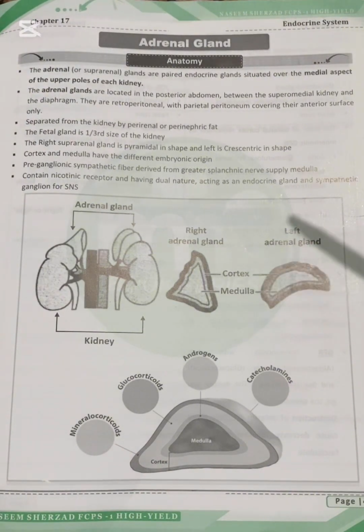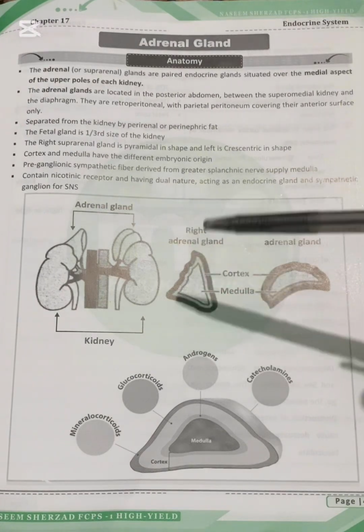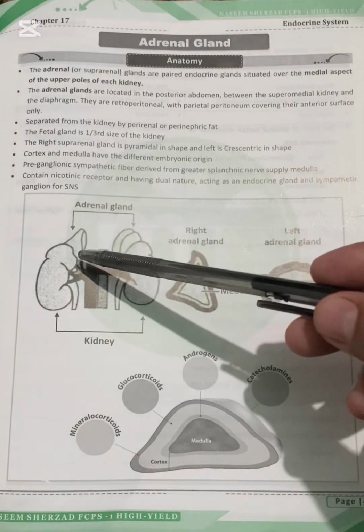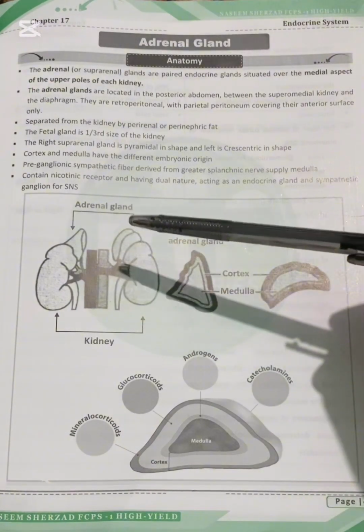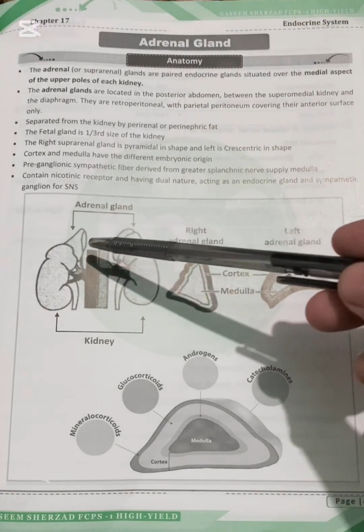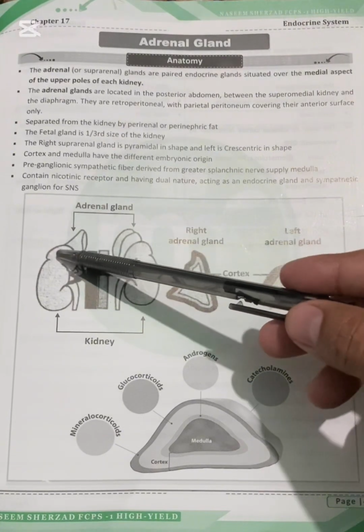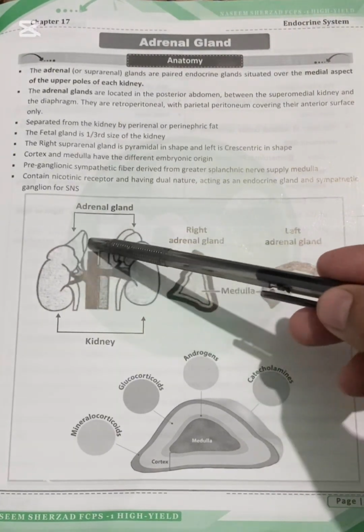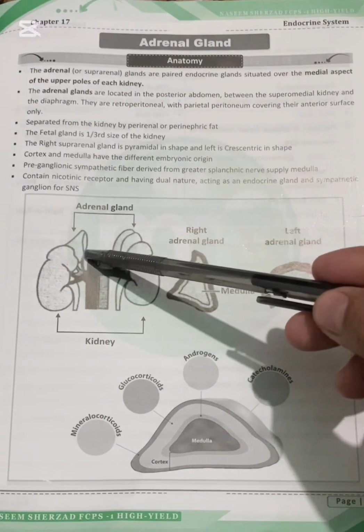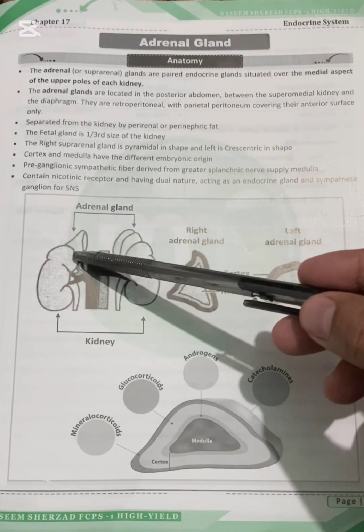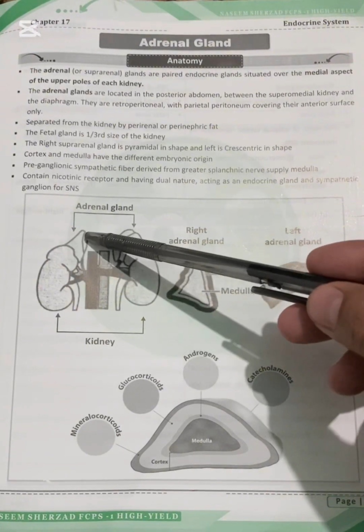The adrenal glands are paired organs, meaning there are two, one on the right and one on the left side. The adrenal gland is located at the upper pole, and it is located on the medial aspect. So upper pole, medial aspect, this is the location of the adrenal gland.